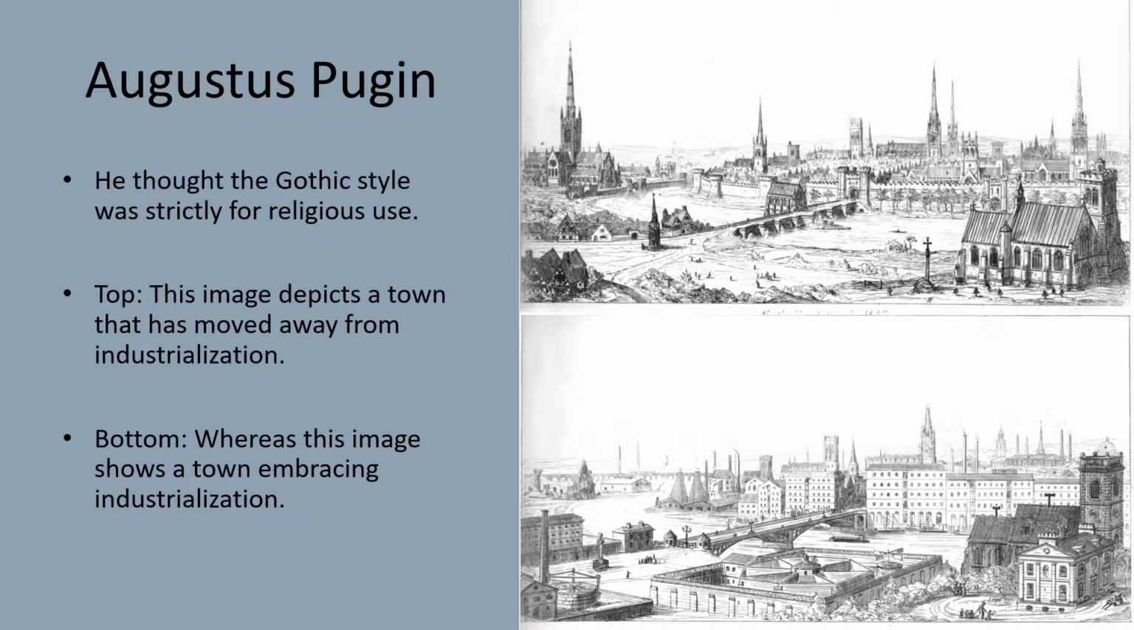Augustus Pugin saw the Gothic style as belonging to Christian architecture, such as churches. He viewed the Gothic style as a return to morality, in contrast to the immorality of the Industrial Revolution. You can see this illustrated in the image on the right, where Pugin is comparing two cityscapes, one referencing church steeples and the other displaying factory smokestacks.